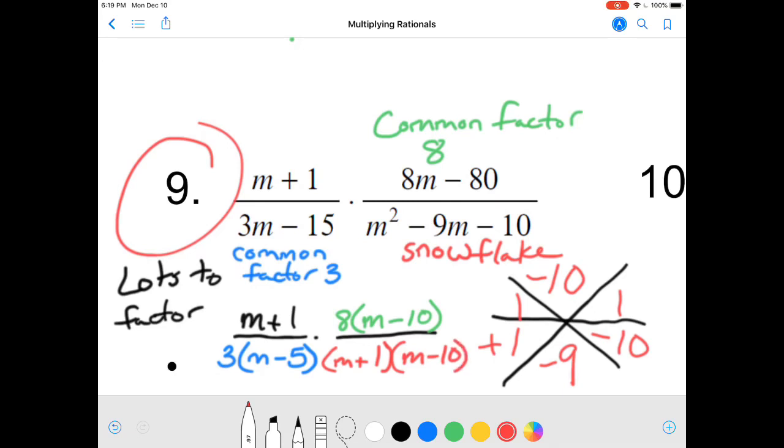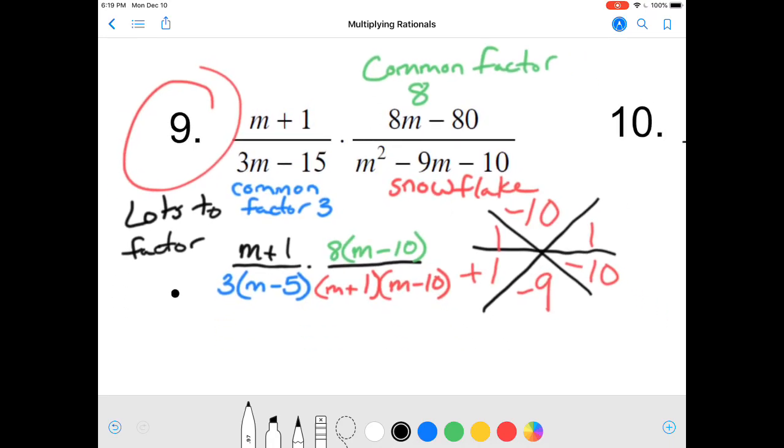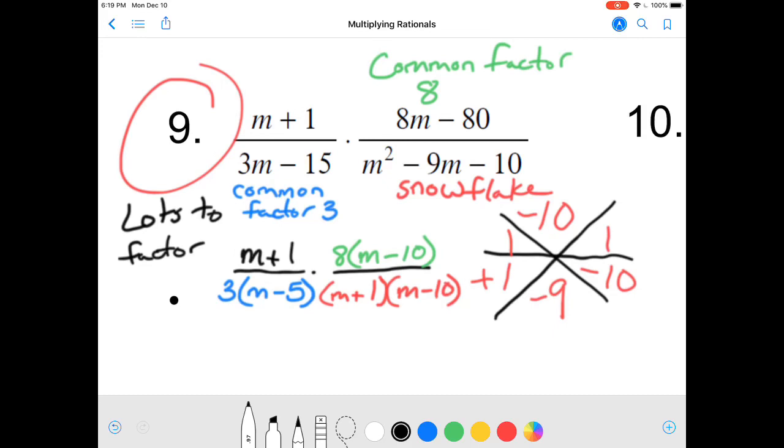Now we can go ahead and cancel out any of our common factors. We have m plus 1 in the numerator and the denominator. We have m minus 10 in the numerator and the denominator. So now when we go to write our answer, all we have left in the numerator is 8. And what we have left in the denominator is 3 times m minus 5.